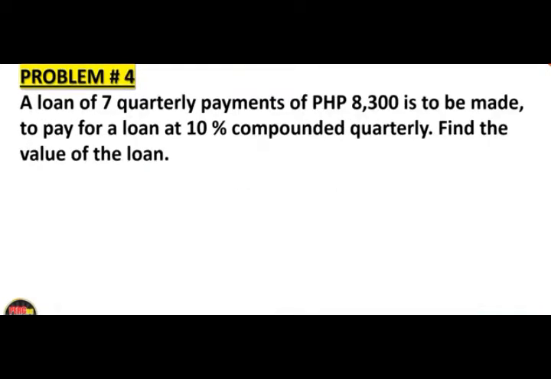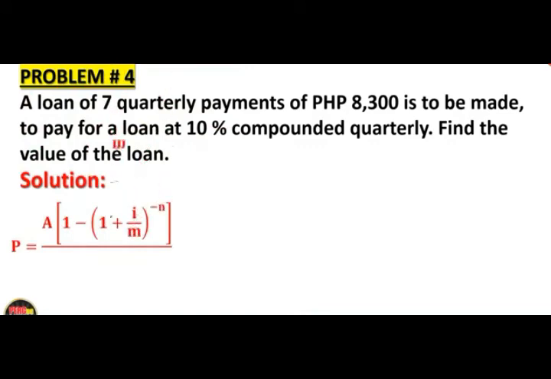Problem number 4. A loan of 7 quarterly payments of 8,300 pesos is to be made to pay for a loan at 10% compounded quarterly. Find the value of the loan. Now, the solution is we will use the formula for annuity.